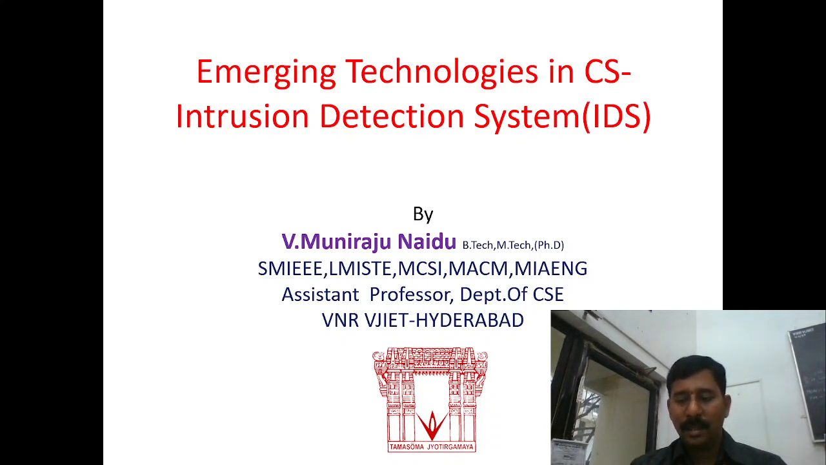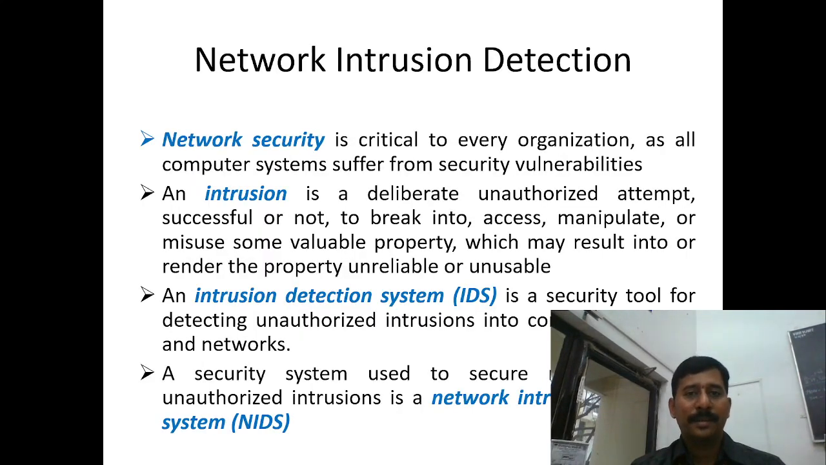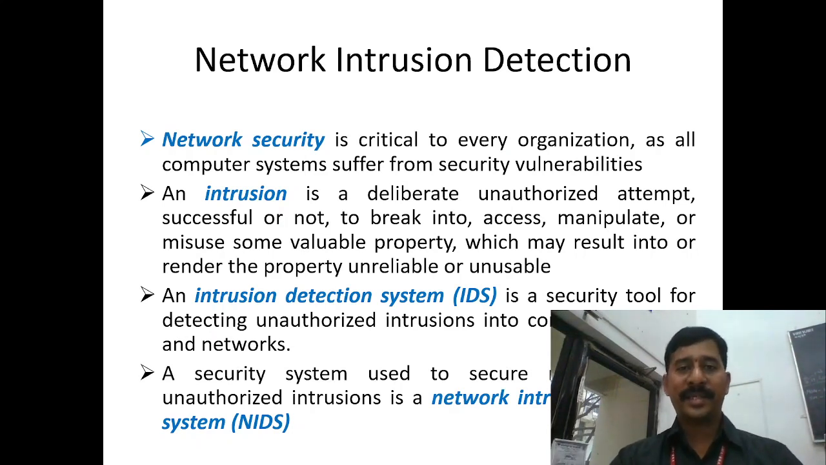So let us discuss in detail about this concept. This is the outline: network intrusion detection system, data sets for network intrusion detection, as well as anomaly detection with machine learning. Coming to the first one, that is network intrusion detection.